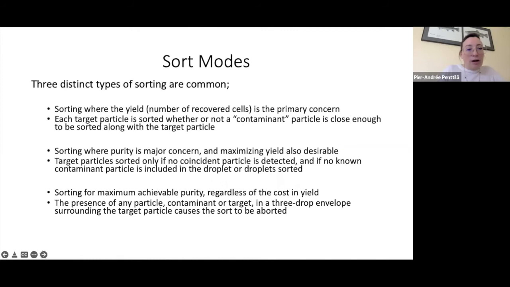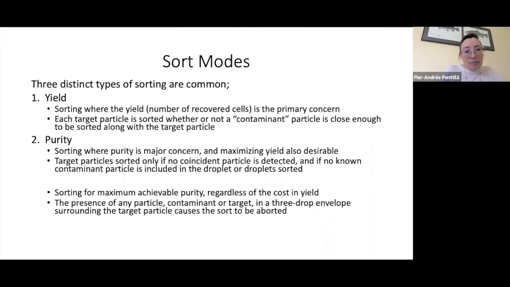Now, there are very distinct types of sorting, known as sort modes, and the 3 different types are listed here. The first is yield. This is where the number of recovered cells is the primary concern, and each target particle is sorted whether or not a contaminant or non-target particle is close enough to be sorted along with the target particle.